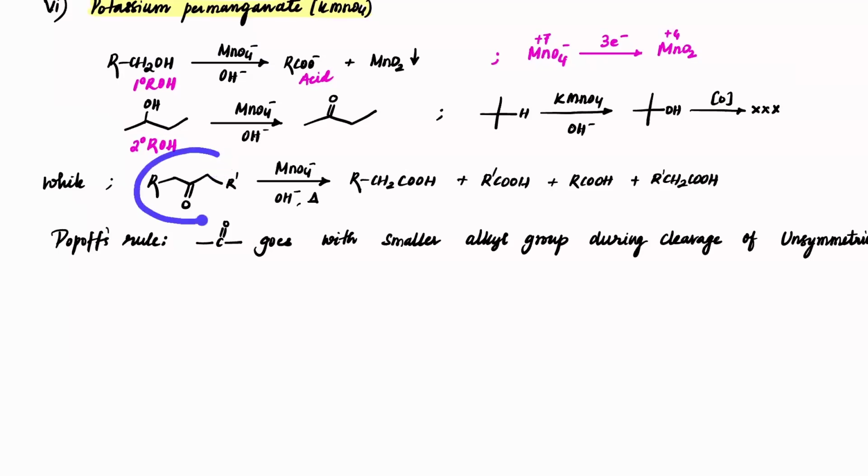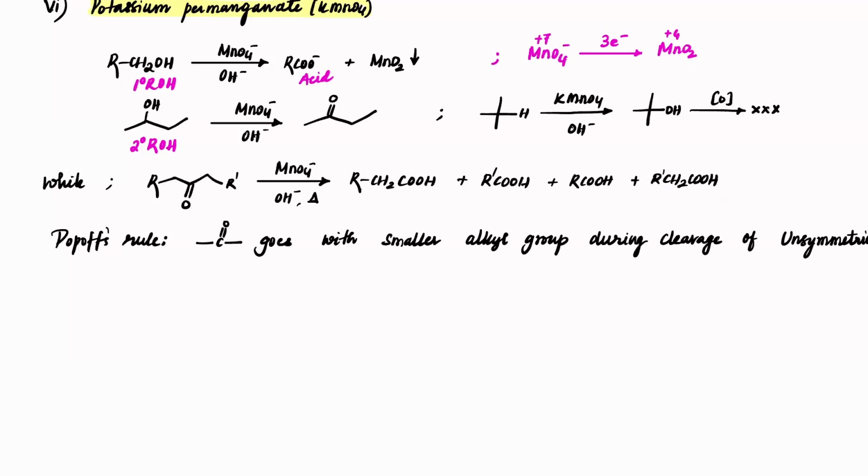While if you have any ketone, now listen up. If the ketone is unsymmetrical, and moreover you are using some rigorous heating conditions, that means KMnO4 in basic medium is being heated strongly, then even ketones will break at the bond and they all will convert into acids. So there are 4 different acids we can expect.